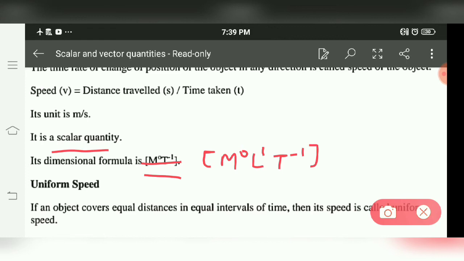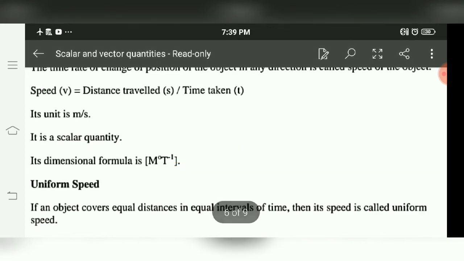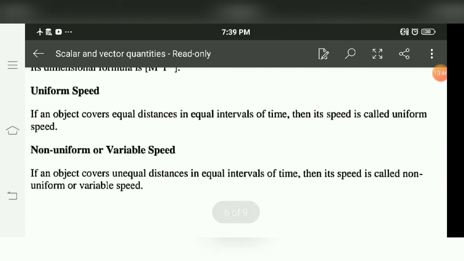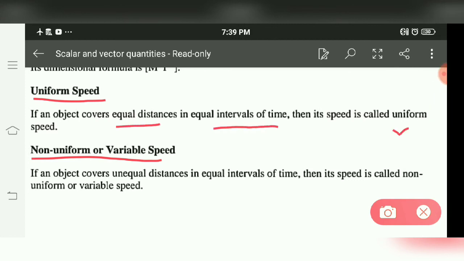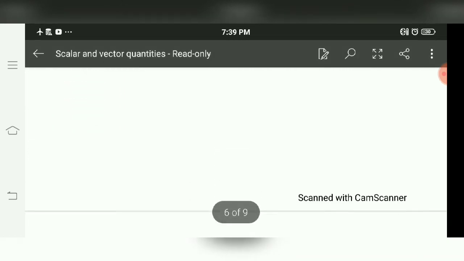Now next, speed is of two types, uniform speed and non-uniform or variable speed. If an object covers equal distance in equal intervals of time, then it is said to be uniform. But if it covers unequal distance in equal intervals of time, then it is said to be non-uniform or variable speed.